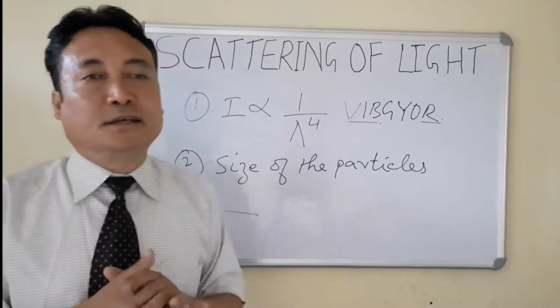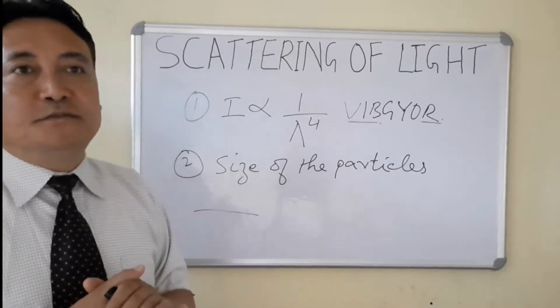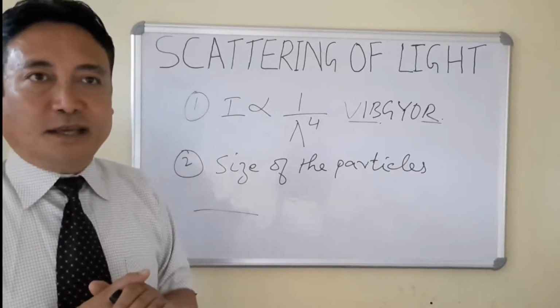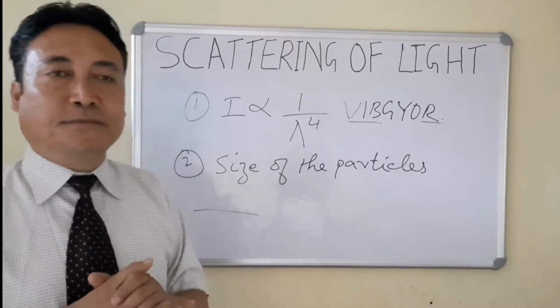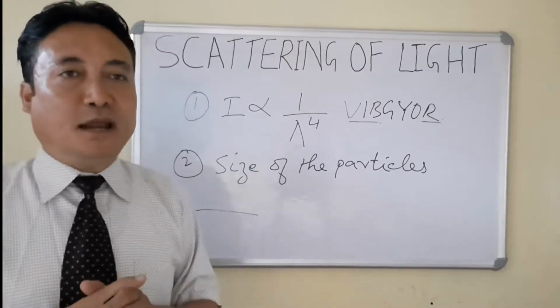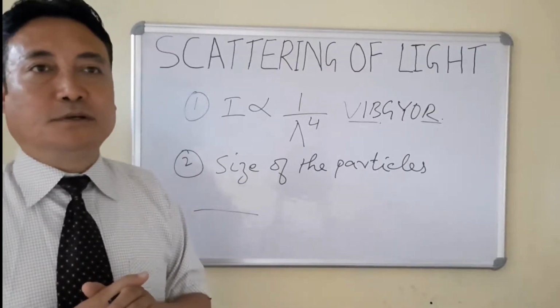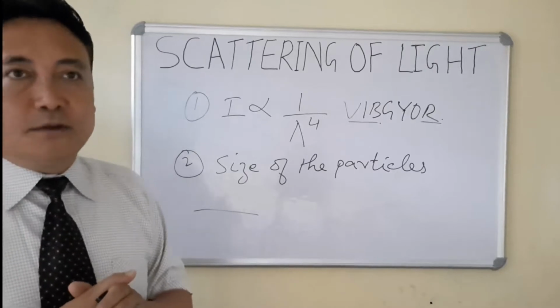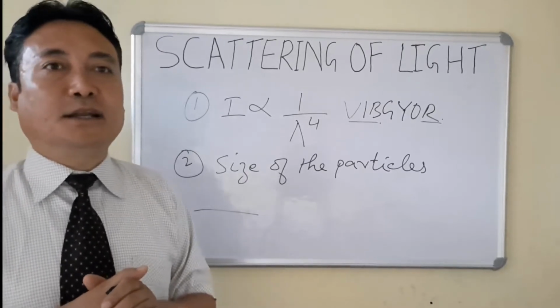So all these are applications of scattering of light. We have come to the end of this chapter about the term spectrum. Now we'll start the new chapter, current electricity.